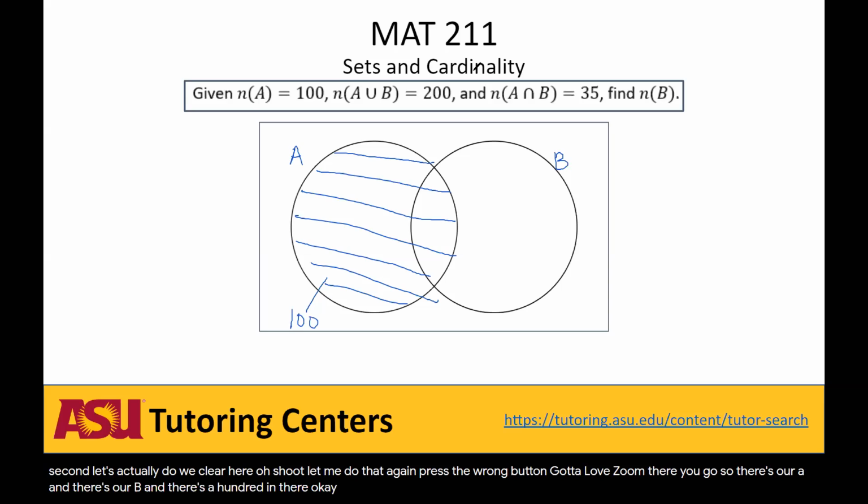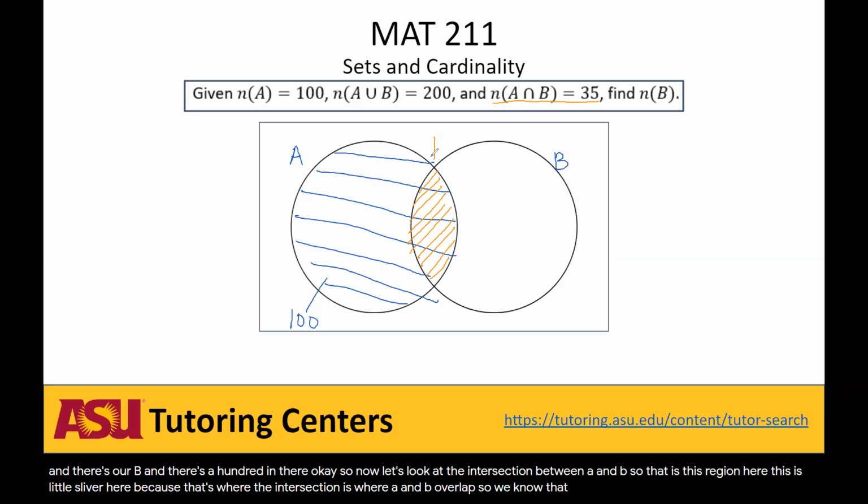Okay. So now, let's look at the intersection between A and B. So that is this region here. This little sliver here, because that's where the intersection is, where A and B overlap. So we know that in there, there's 35. Make that nice and bold. There we go.